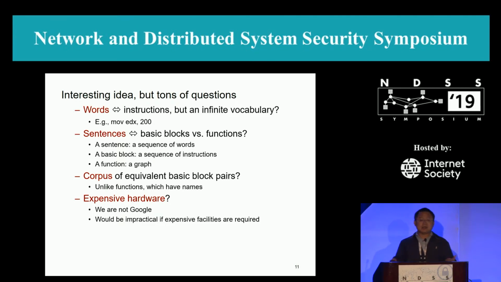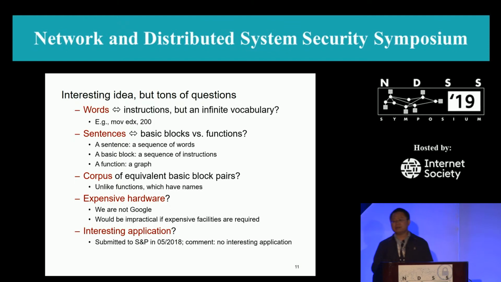How about the hardware? We all know that Google is rich. They can afford huge clusters. We are not. If this approach requires very expensive hardware, then it will be impractical. Finally, is there some unique, interesting application? Actually, we submitted an early version of this work last year in May, but it got rejected because the reviewers suggested that we should come up with some interesting application.